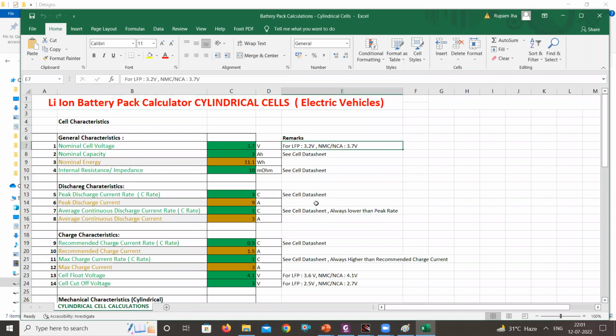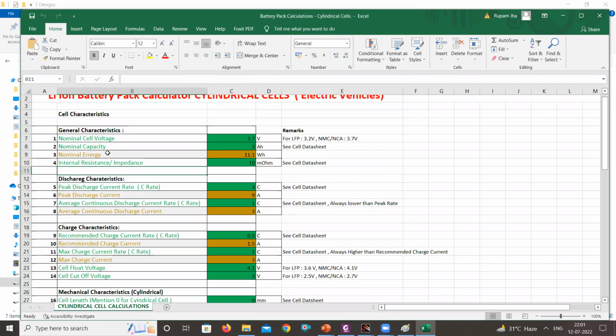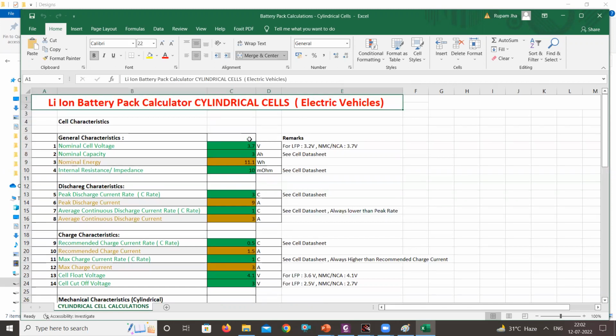It is there for both cylindrical and prismatic cells. You can see over here there are green colors and maroon colors. In the green cells, you can feed in your values, and the outputs will be generated in the gray and maroon shaded cells. Like if you are in the field and you have to suggest to anyone what battery pack capacity he requires, you are not going to do all the calculations. This is specifically for EV.